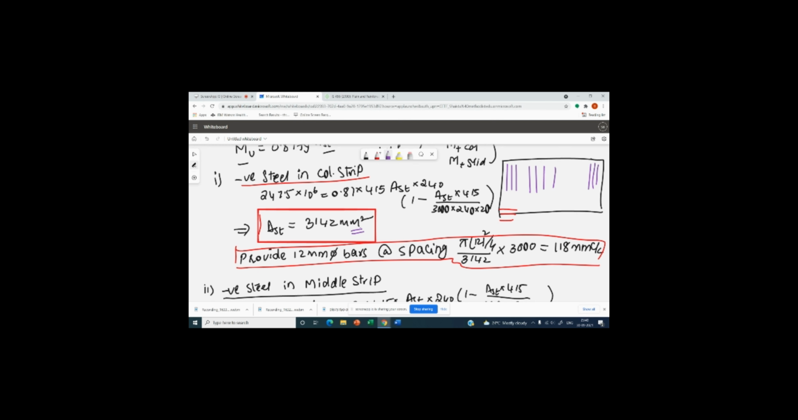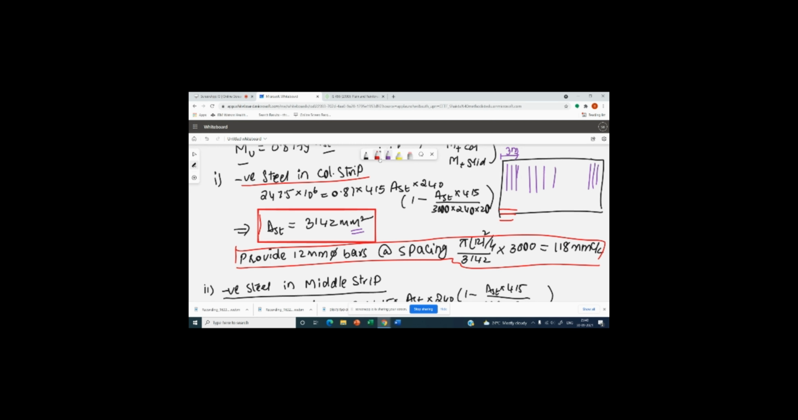Now, this has to be converted into the bars. So we will select 12 mm diameter bars and we will calculate the spacing. Area of one bar divided by total area of steel, because the width of column strip is 3 meters, we will multiply with 3 meters. We got this as 118 mm center to center.